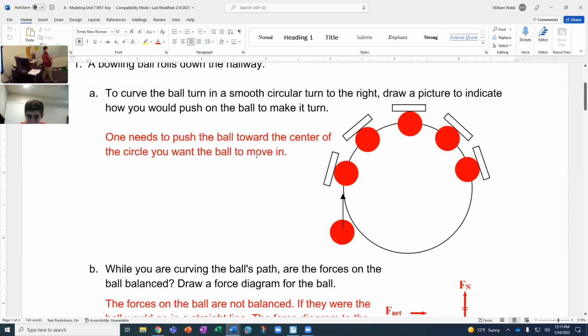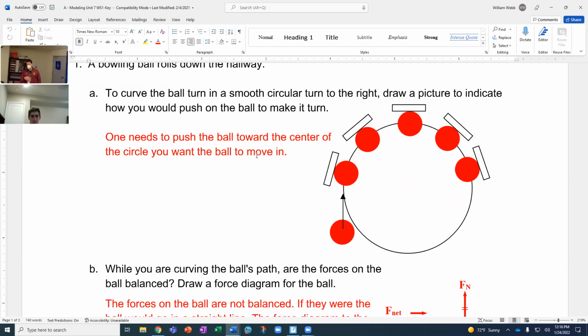kind of what we witnessed out there on the platform, on the balcony, that the ball will naturally go forward in a straight line if it's already moving. If it's not, you're going to have to apply a force to make it do that. But then once we want it to start curving, we have to push it at an angle that's directed back towards the center of the circle.